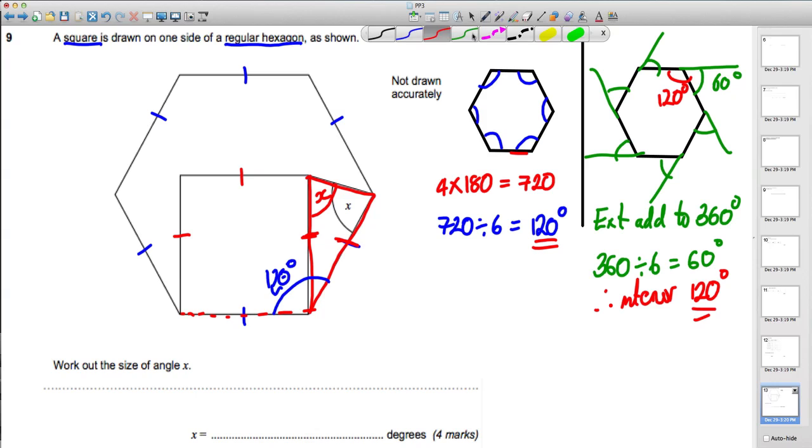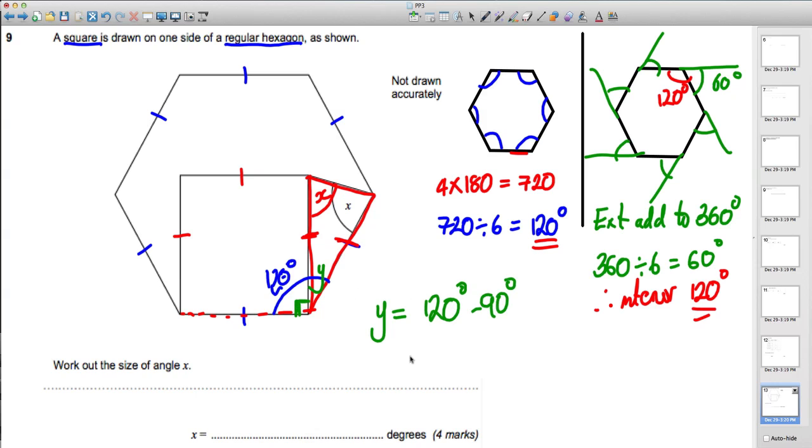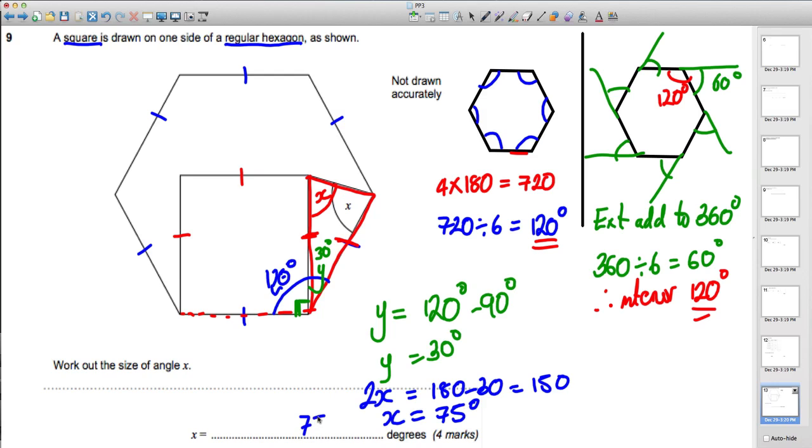So therefore, you might call this angle y here. You could therefore state that y must be 120 degrees. Take away the 90 here for this square. So it'd be 30. Okay, so this is 30 degrees. And therefore x, how would you get x? Well, you know that 2x must be 180, take away 30, which is 150. So 1x must be 150 divided by 2, which is 75 degrees. So the answer is 75 degrees.